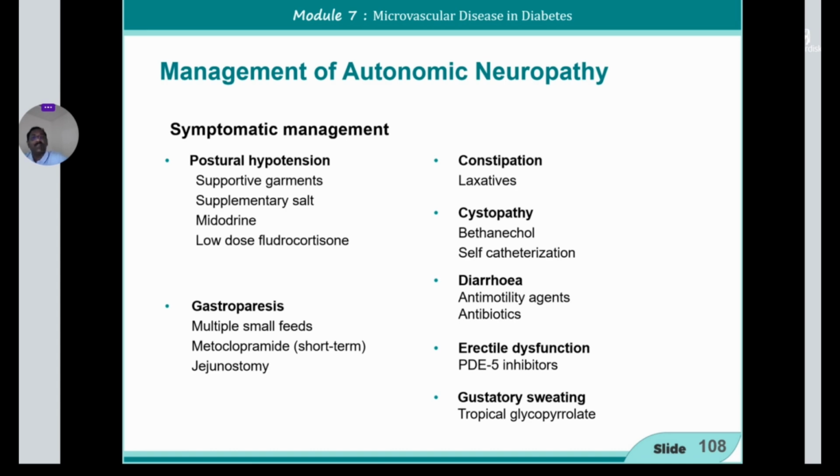Here Dr. Dikshit will comment on this. Bethanechol is one drug to be used as a symptomatic measure. For diarrhea, anti-motility agents like loperamide, etc., and antibiotics. Now rifaximin is available, or ciprofloxacin, or doxycycline, or tetracyclines, on a 5-day or 3-day course, not for prolonged use.